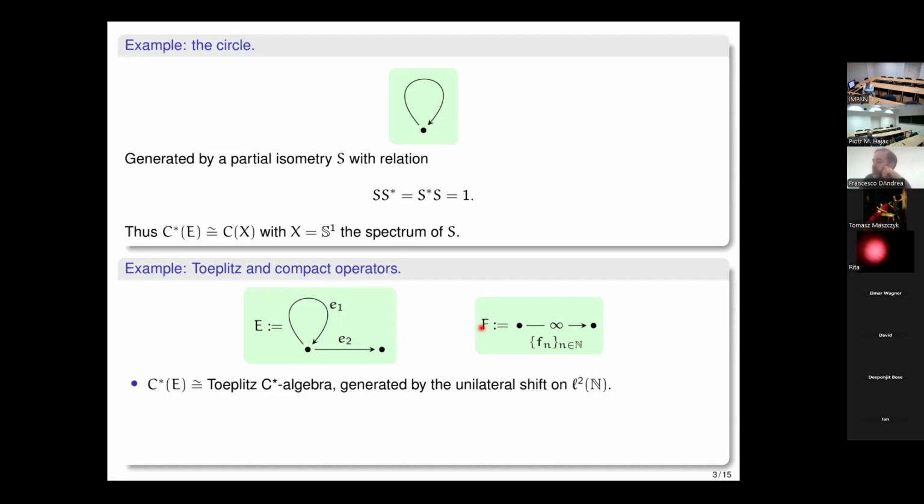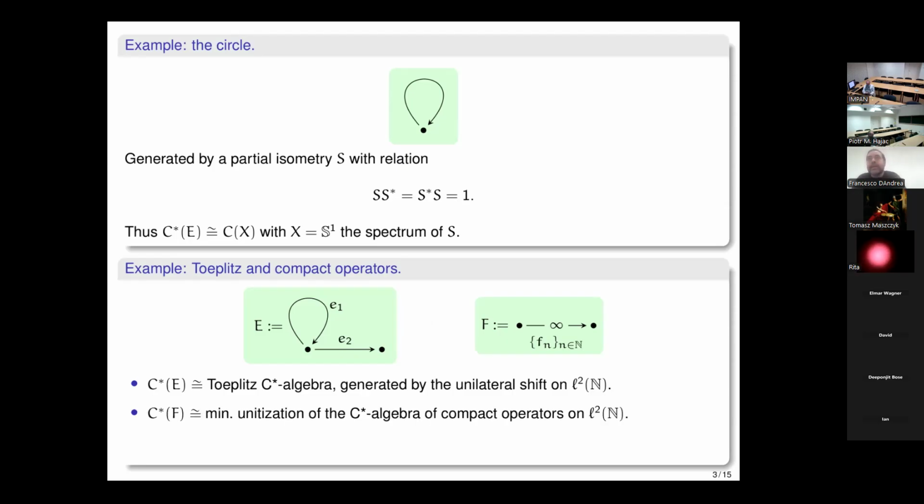And so what are these two guys? It is not difficult to show that C star of E is isomorphic to the Toeplitz algebra. In fact, the isomorphism is the map which sends the unilateral shift, the generator of the Toeplitz algebra, to the sum of the partial isometries of these two edges. And then it's not difficult to show that it is really an isomorphism. You can explicitly construct its inverse, check that they are both star homomorphisms, and so on.